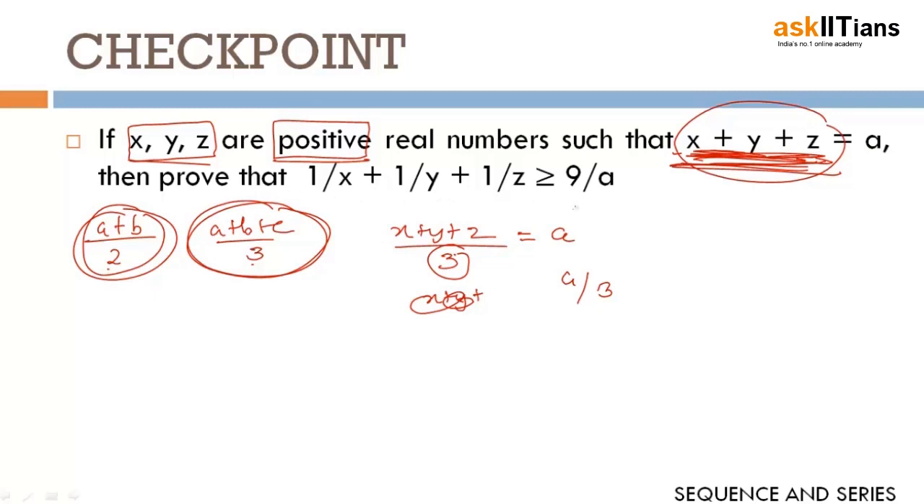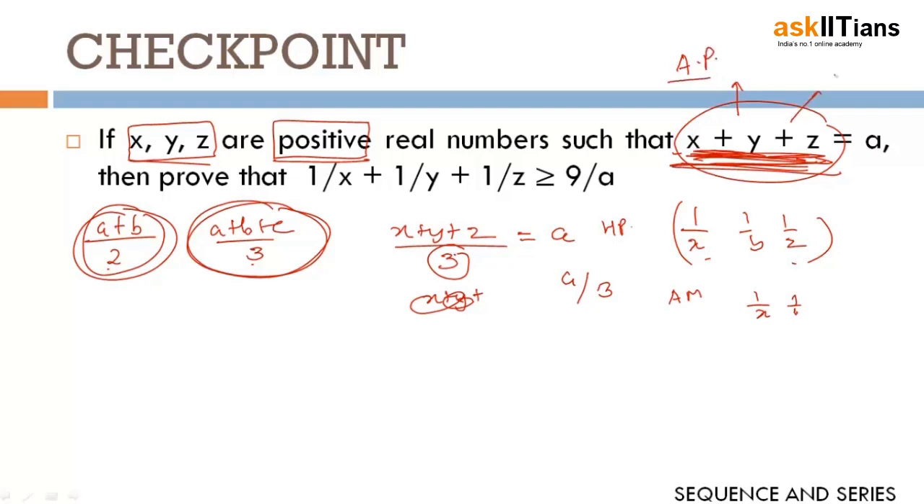Now how will we find the harmonic mean? Clearly 1 by x, 1 by y and 1 by z will be in HP. Now if I want to find the AM of these numbers, this will be 1 by x, 1 by y, and so on. What I am doing basically is that I have assumed these terms in AP.